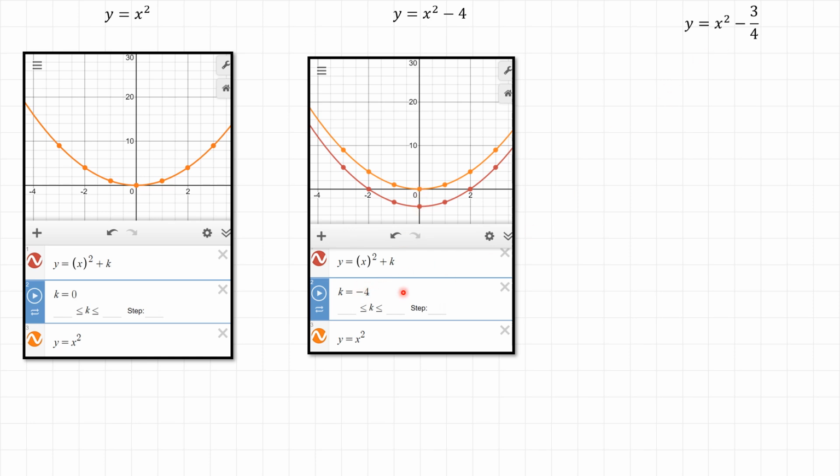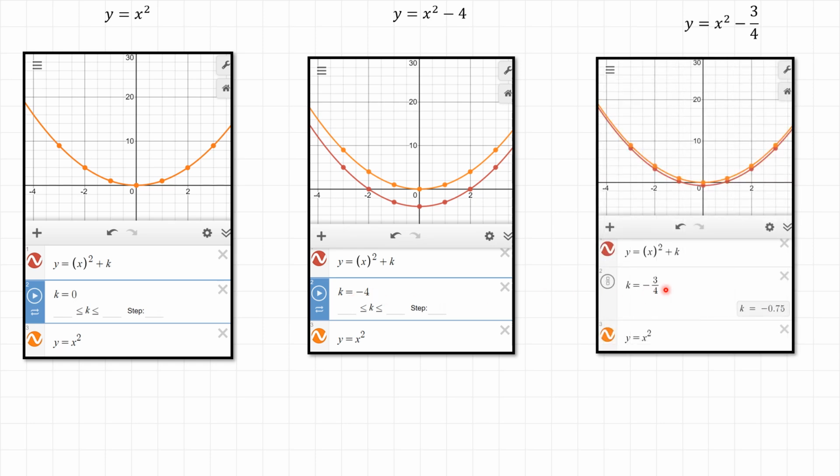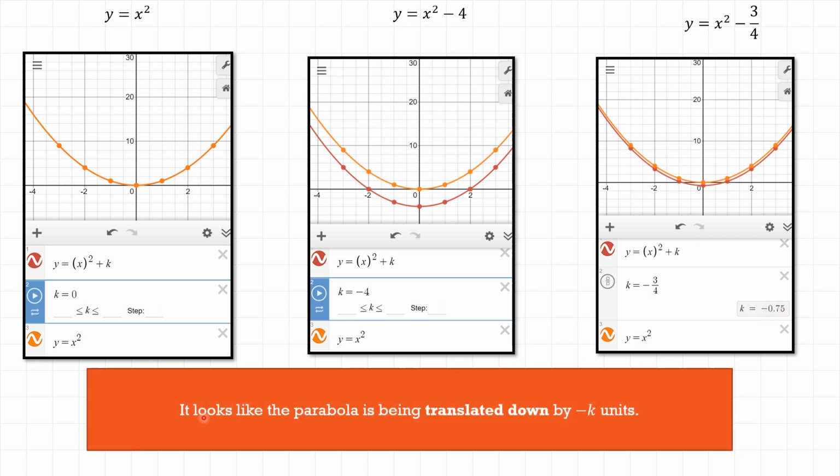And in fact, when this value of k is not even a whole number, negative 3 over 4, negative 0.75, in other words, all of the points have been moved down by 0.75 units. So it looks like when k is a negative number, the parabola is being translated down by negative k units. So in this case, it was moved down by 4 units. In this case, it was translated down by 3 over 4 units, or 0.75 units.